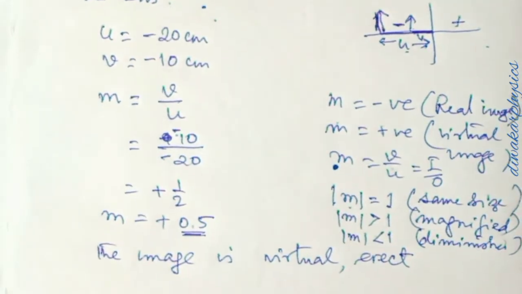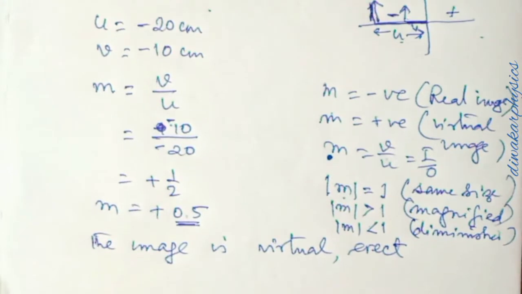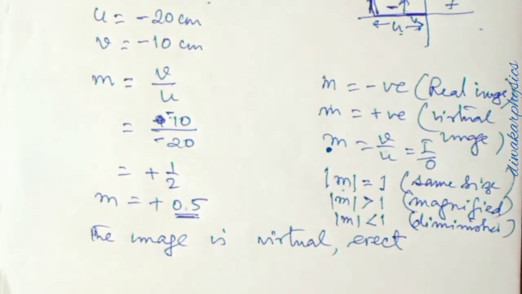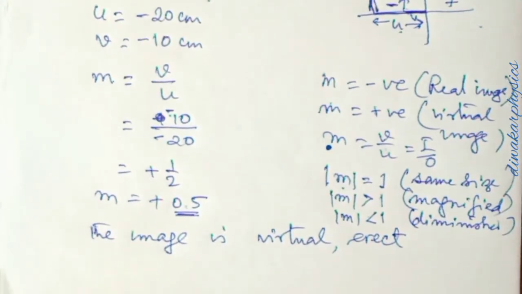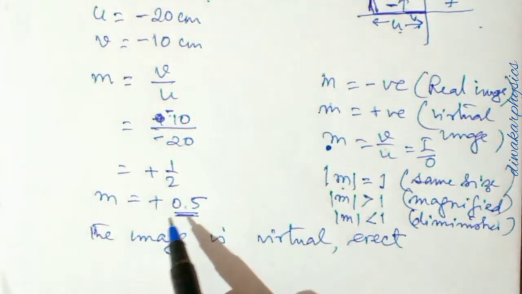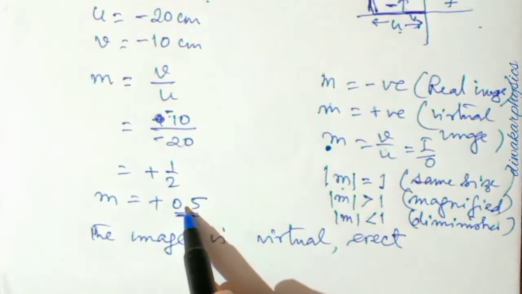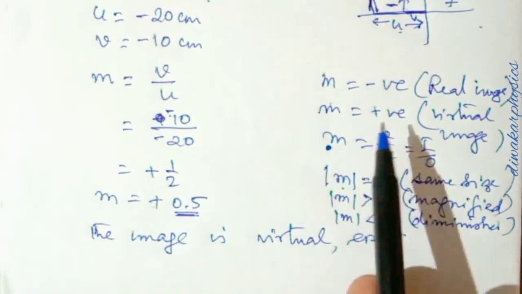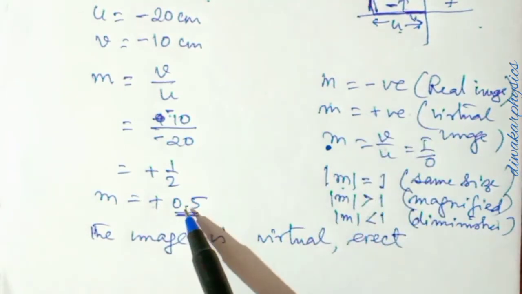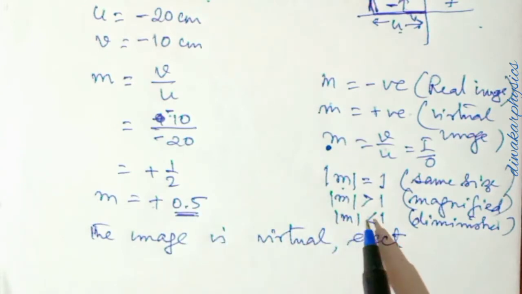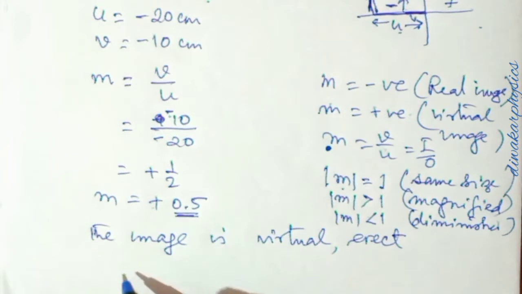At the same time, while solving the numerical, you can revise the sign convention and other factors also. So what is the value we have got here? Plus 0.5. Plus means it is a virtual image, and this is only the value without sign. If it is 0.5, 0.5 is less than 1, so the image is diminished.